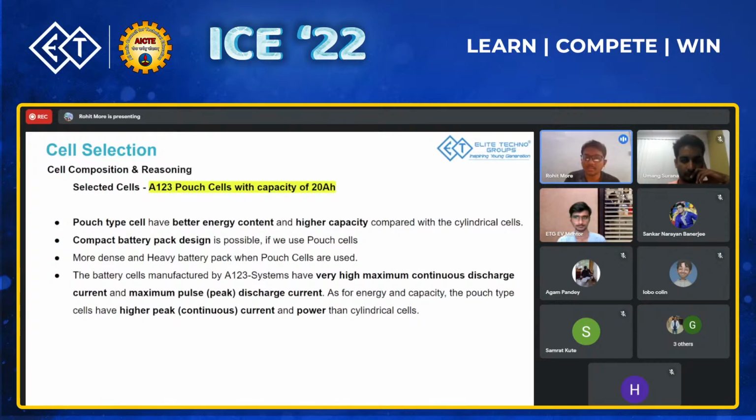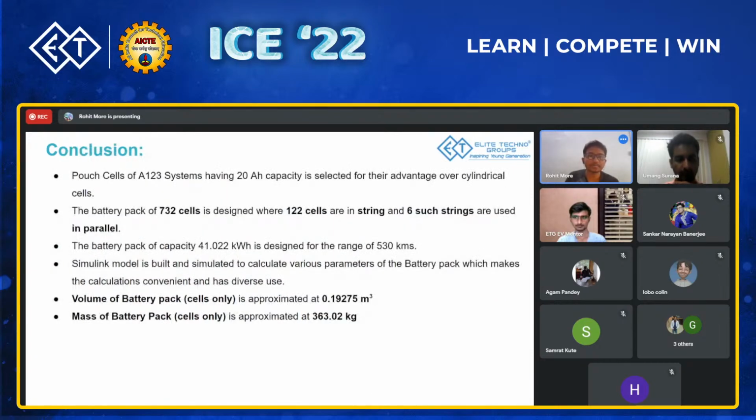The cells manufactured by A123 have a very high maximum continuous discharge current and maximum pulse rate, maximum peak discharge current. As for the energy capacity, the power type cells have high peak current and power than the cylindrical cells. That's why I chose the A123 power cells.